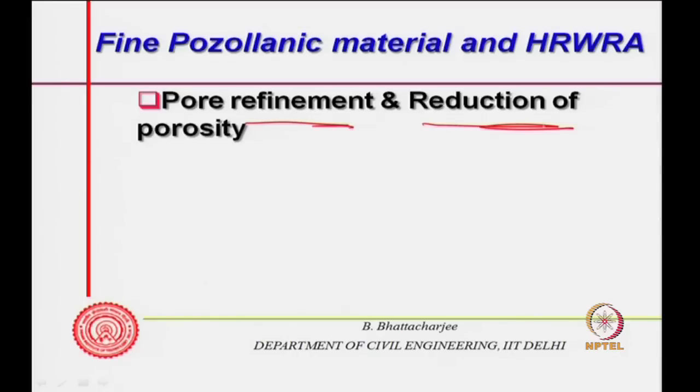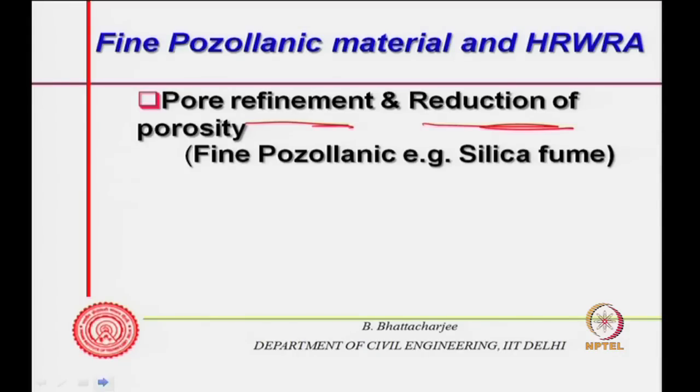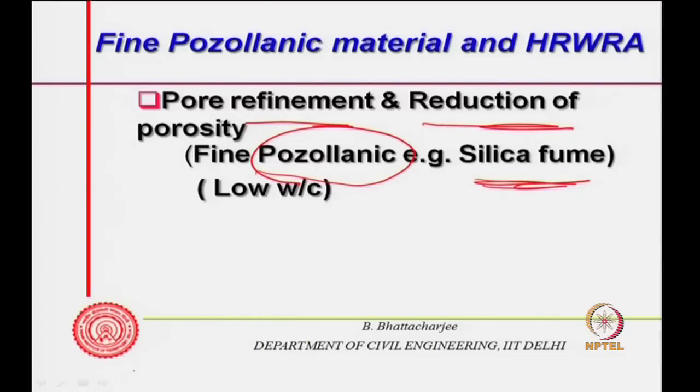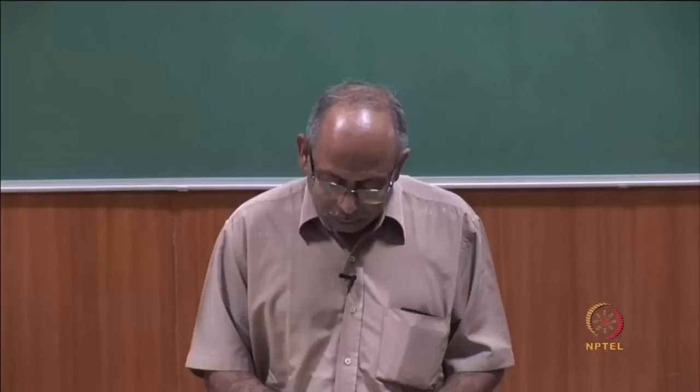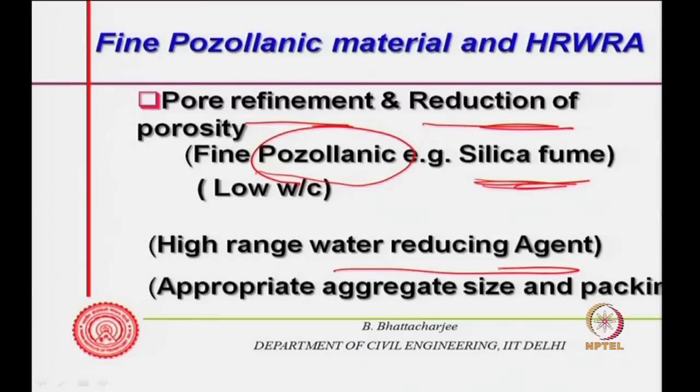And therefore, how do you do it? Well, you use a fine pozzolanic material such as silica fume, which we have discussed earlier, and you have to use a low water cement ratio. That is the idea we said, that the water cement ratio must be lower. And this lower water cement ratio means you should be able to use some sort of water reducing agent. And obviously, the aggregate size and packing must be appropriate.